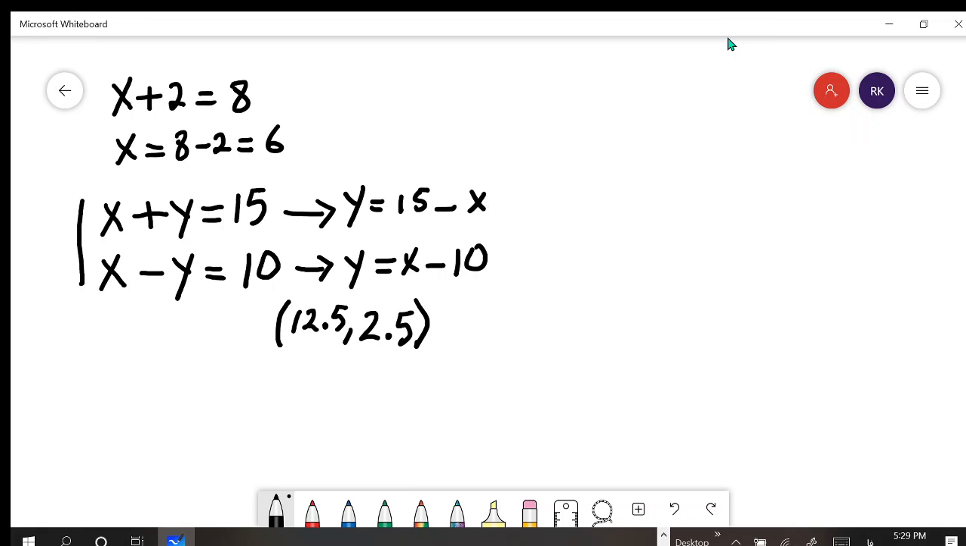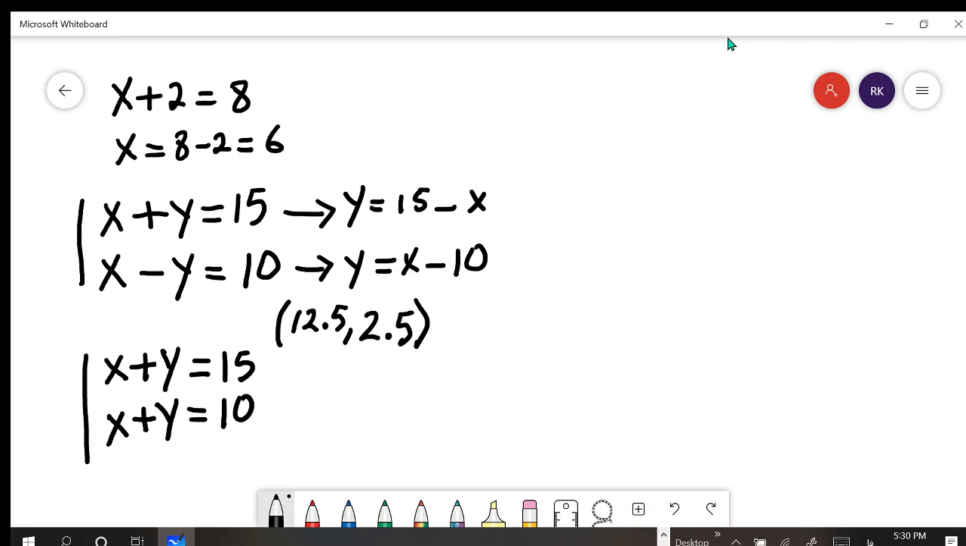So what I'm going to do, I'm going to change the problem to a problem like this. Suppose I'm looking for two numbers. You add them, you get 15. And if you add them, you get 10. Well, obviously, this is very obvious that this system cannot have a solution, right? Because how can two numbers add up to 15 and then add up to 10?